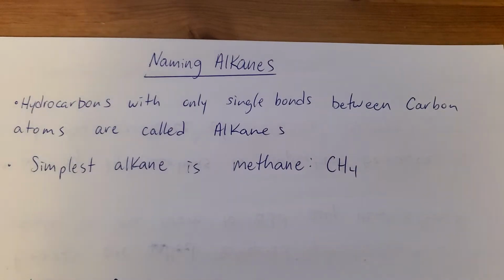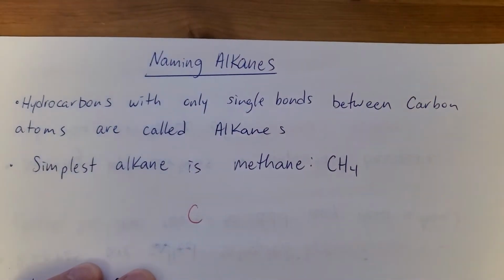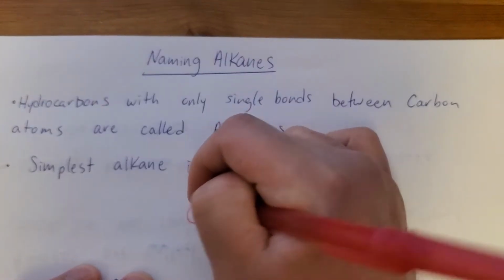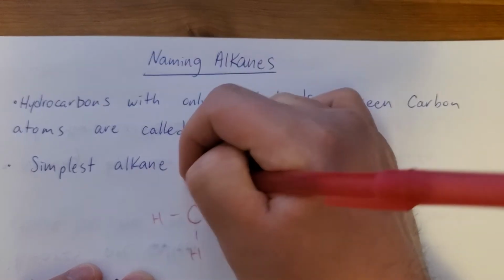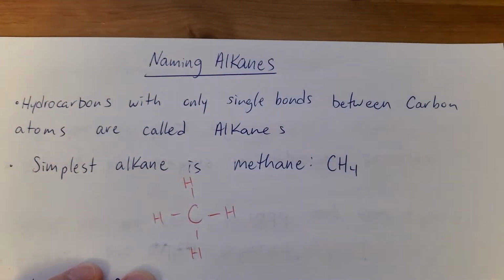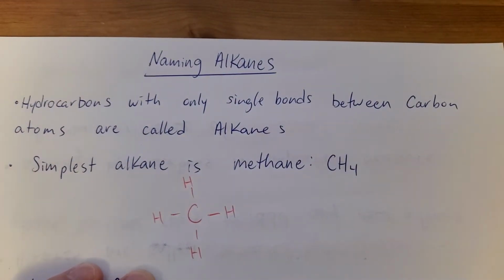Okay, so hydrocarbons, they are a type of organic compound with hydrogen and carbon. If they only have single bonds between carbon atoms, they're called alkanes. The simplest alkane has one carbon atom. Remember, carbon has 4 bonding electrons, so it can form 4 bonds. Hydrogen only has the 1 valence. That's methane. Okay, really simple structure.